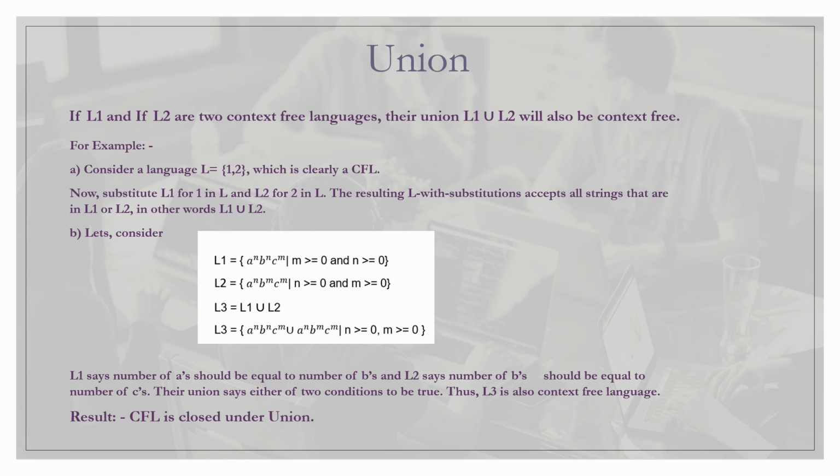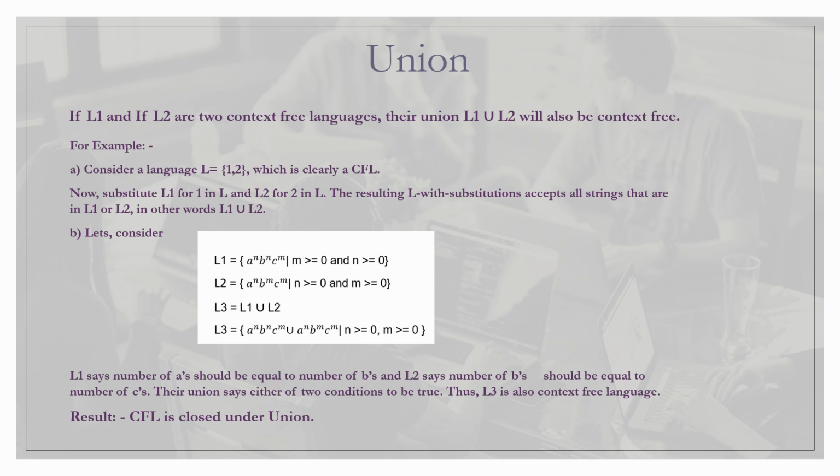Another example could be: let's assume two languages. First, L1 representing a to the power n, b to the power n, and c to the power m, with m and n always greater than or equal to 0. And L2 representing a to the power n, b to the power m, c to the power m, with n and m always greater than or equal to 0. L3, which represents the union of L2 and L1, could be represented as a to the power n, b to the power n, c to the power m, union a to the power n, b to the power m, c to the power m, with n and m both greater than or equal to 0.